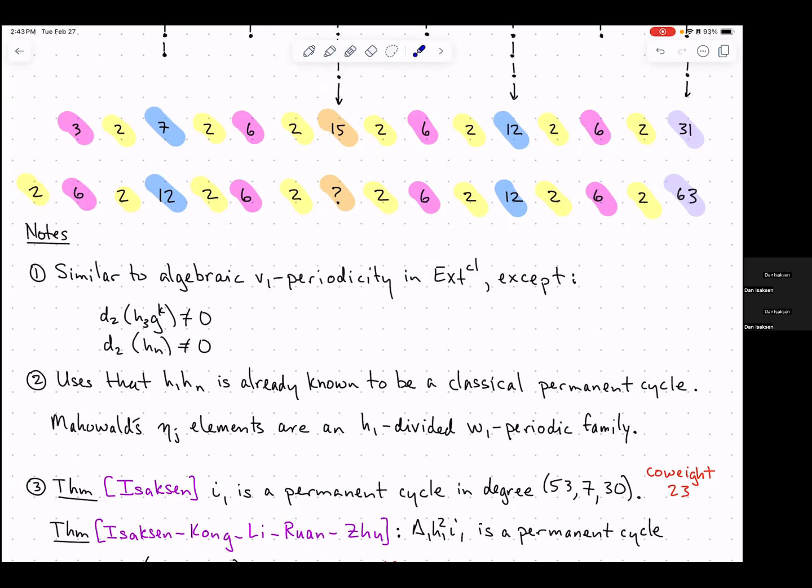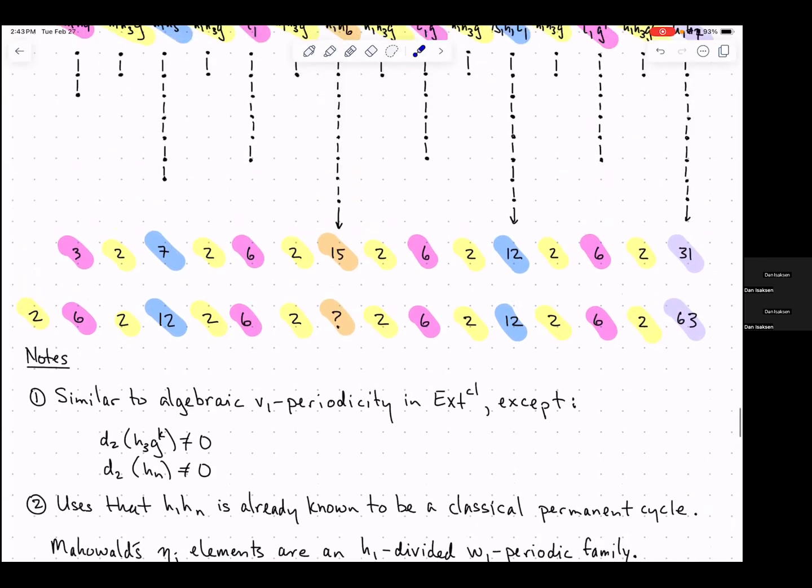And because of the differentials on HN, there's a 3 instead of a 4, there's a 7 instead of an 8, there's a 15 instead of a 16, a 31 instead of a 32, a 63 instead of a 64. So it's similar, but there's a couple of places where things are different.